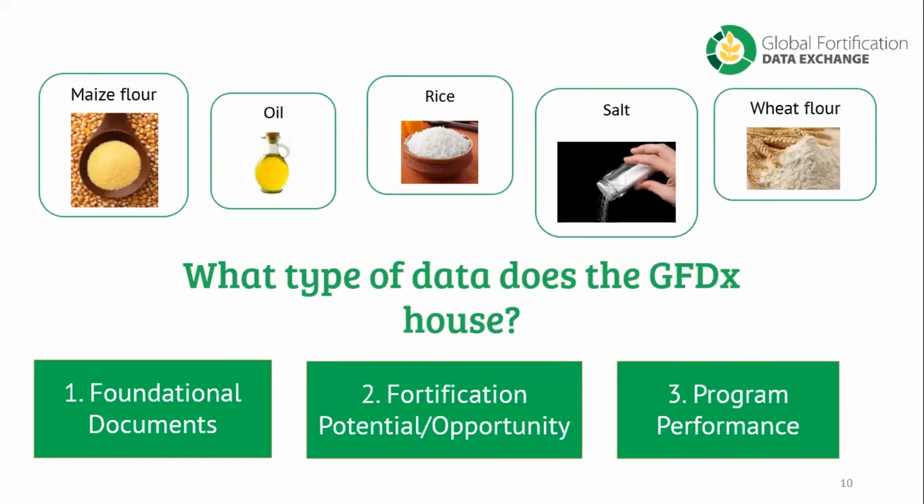The second is fortification potential or opportunity, which include indicators that provide information to determine the fortification potential of a food in a country. And then the third category is program performance. And this includes indicators that give users information to determine and assess how well a fortification program is performing in their country.